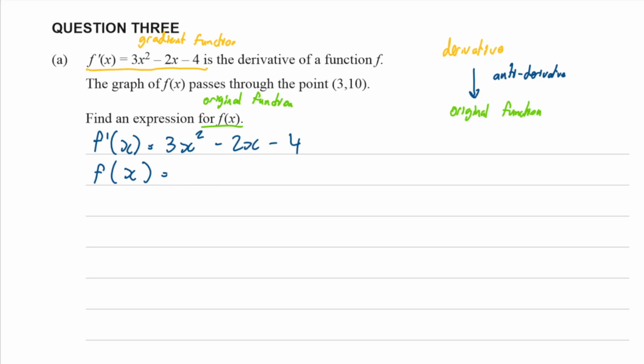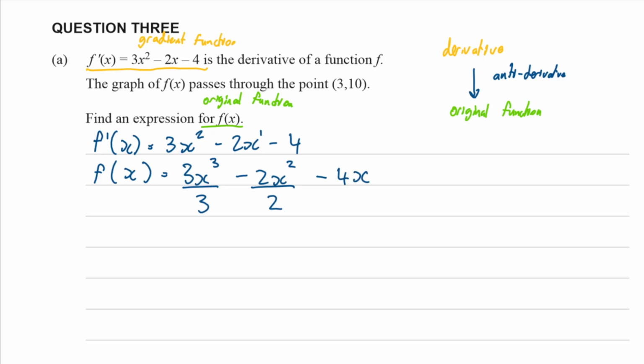Alright, so just one more time. We have our term 3x squared, except we add 1 to the power and we divide by the new power. Similarly, minus 2x, we add 1 to the power, so it goes from power of 1 to power of 2. We divide by the new power. And the antiderivative of minus 4 is minus 4x.